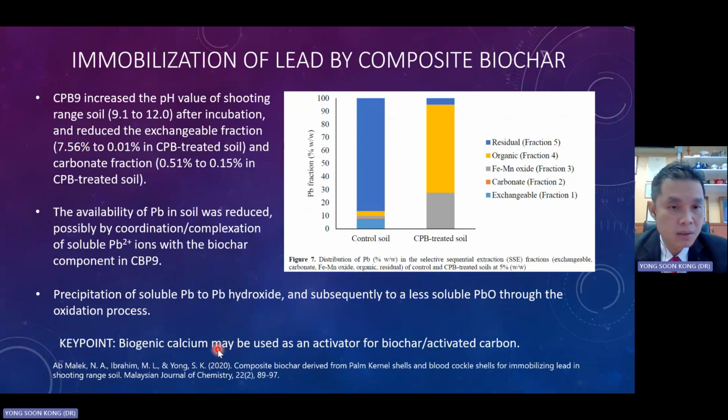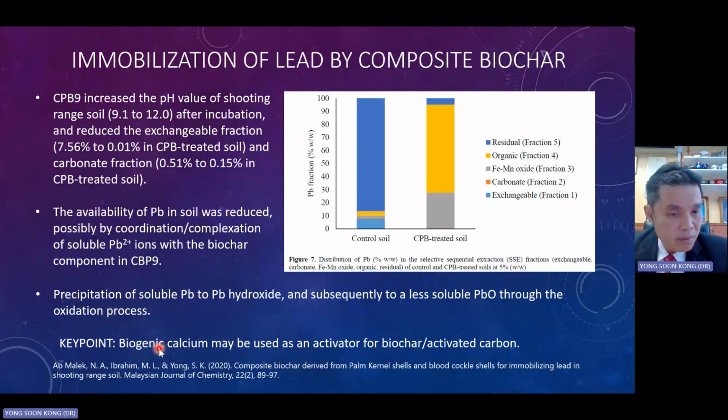We discovered that yes, CPB increased the pH. However, the majority of the lead is actually complexed or coordinated to the biochar, the organic part. And that shows right here, CPB treated soil, the whole yellow section for the organic section. So that gives us an idea that this lead, instead of being precipitated, is immobilized and absorbed in the biochar. That gave us some surprise because we thought that it would work more as a liming agent, but in this case, the biochar becomes a more dominant mechanism in immobilizing the lead.